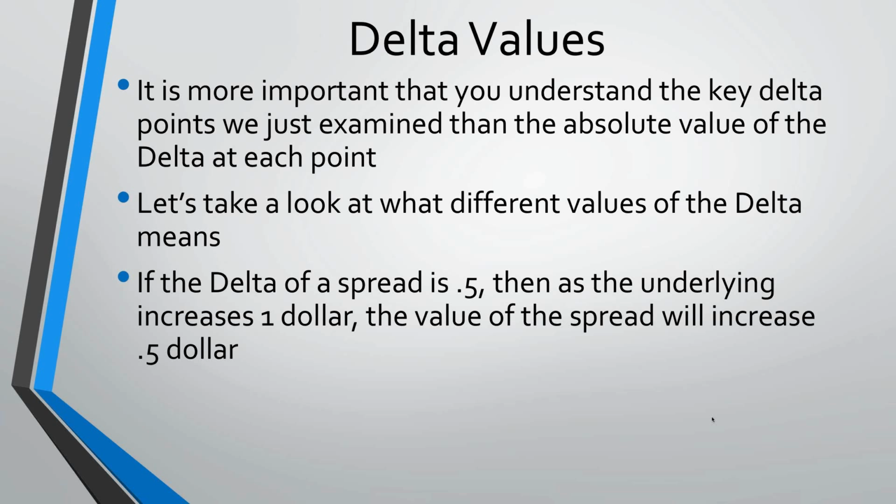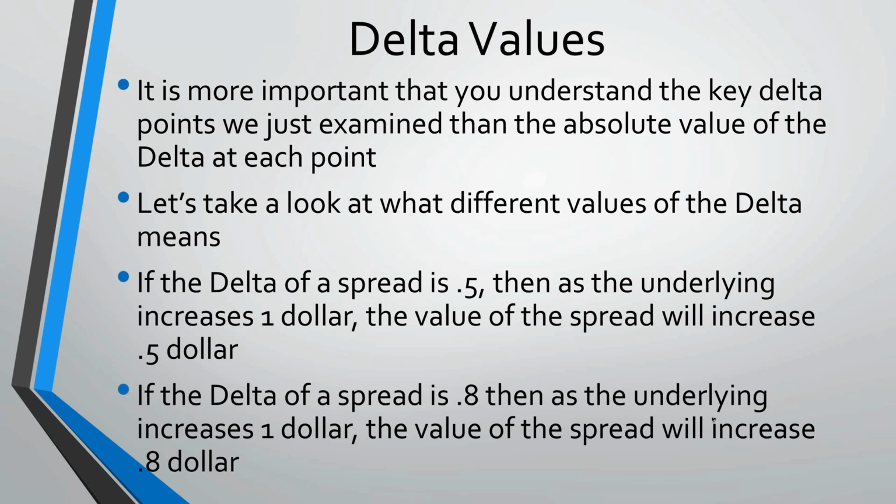So, if the delta of a spread is 0.5, then when the underlying increases $1, the value of the spread will increase 0.5. If the delta of a spread is 0.8, then as the underlying increases $1, the value of the spread will increase 0.8 of a dollar. Now, take it the other way. If it falls by $1, the delta will then decrease the value of the spread by that 0.5 or 0.8, depending on where we are on the curve.